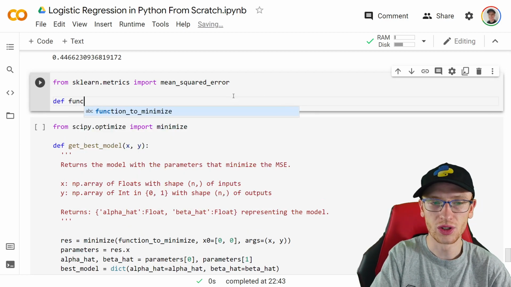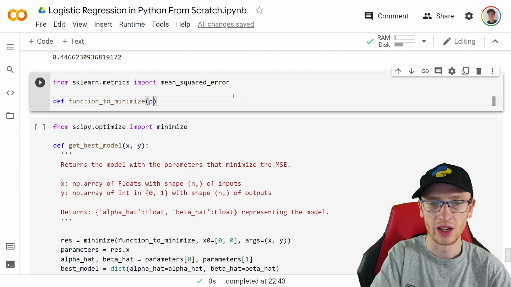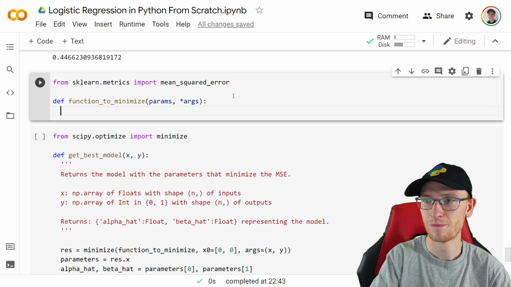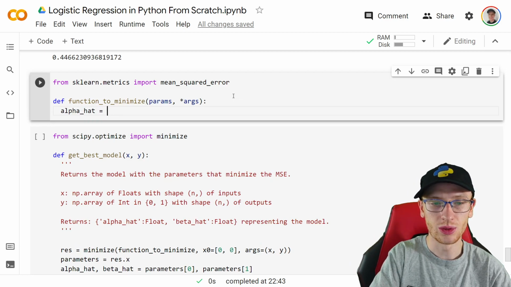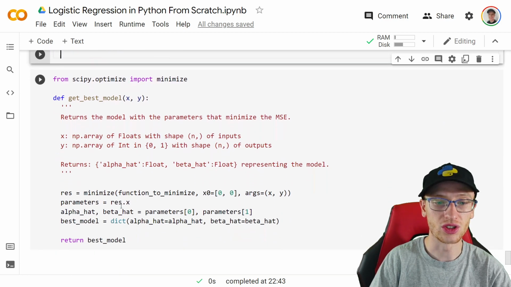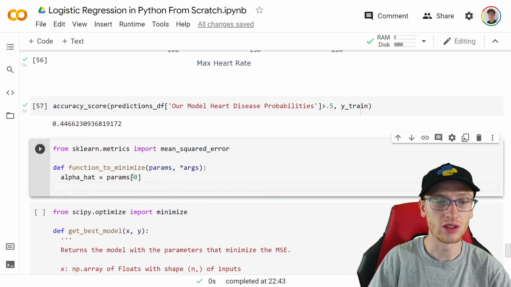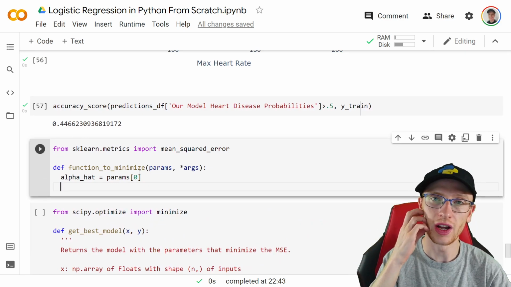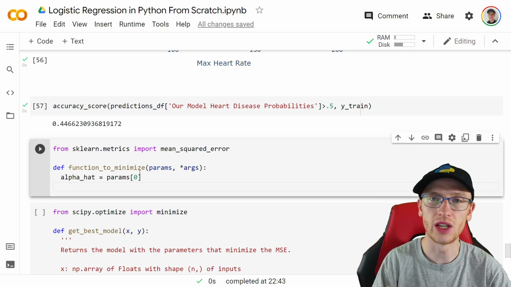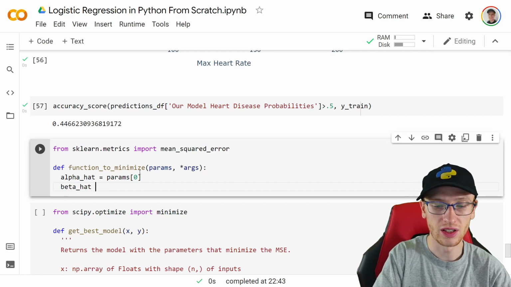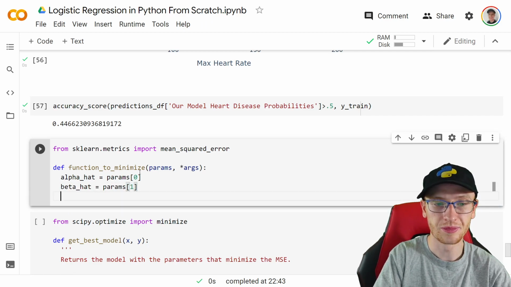We can define function to minimize. Here's our function. And it's going to take these two things called params and star args. Just bear with me, trust me. Set alpha hat equal to params sub 0, like before. Here, we are extracting back the best ones. This thing is going to be called a bunch of times, and it's basically just iterating over, trying different values of alpha hat and beta hat until we get the ones that we want. And so here, alpha hat is params sub 0, beta hat is equal to params sub 1.